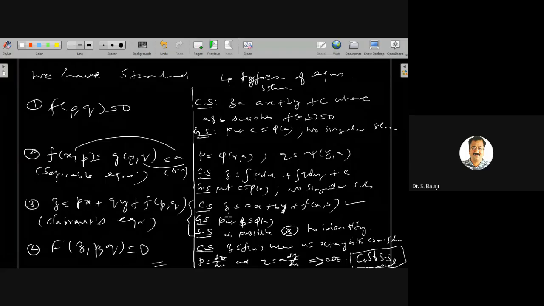But for Clairaut's equation you have to specify everything. For the first two types there is no singular solution. You can put only the general solution, complete and general solution here. In this way, you have four different types of equations: first type, second type, third type, and then fourth type.